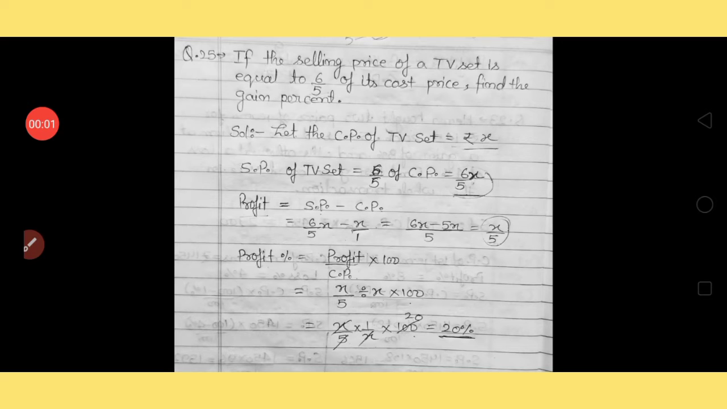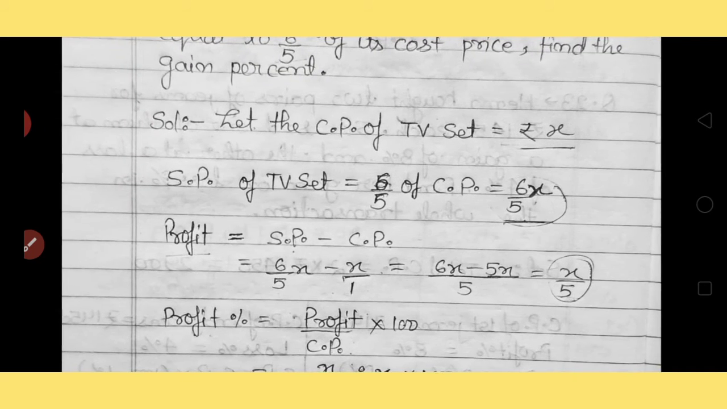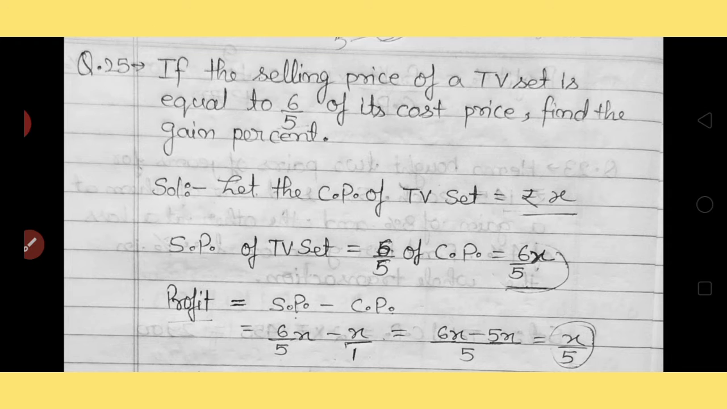Now students, we will solve some questions of profit and loss from R.S. Aggarwal book, Exercise 10A, Question number 25. It is telling that if the selling price of a TV is equal to 6 by 5 of its cost price, find the gain percentage.